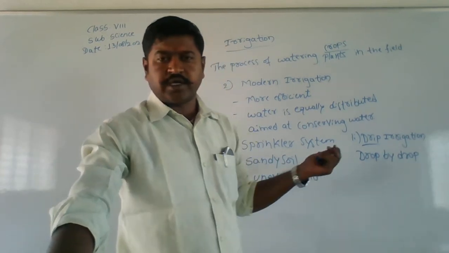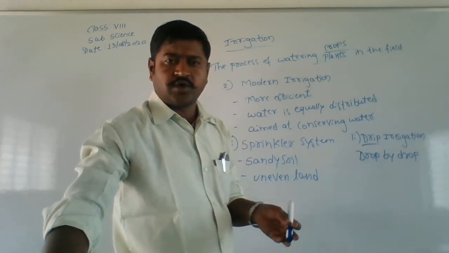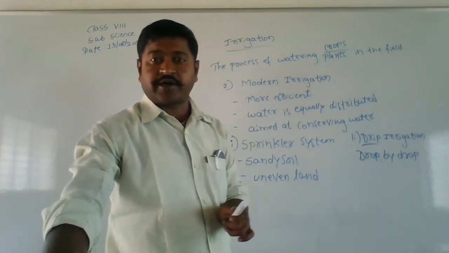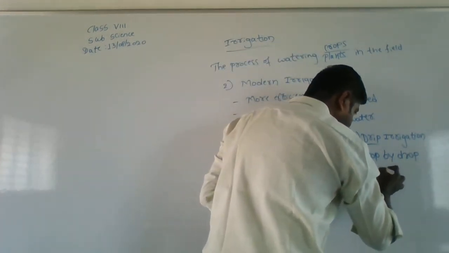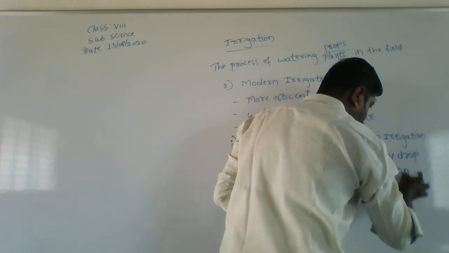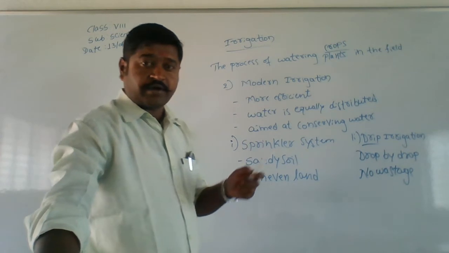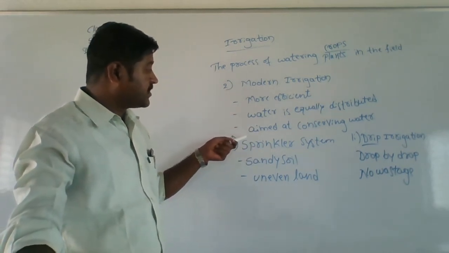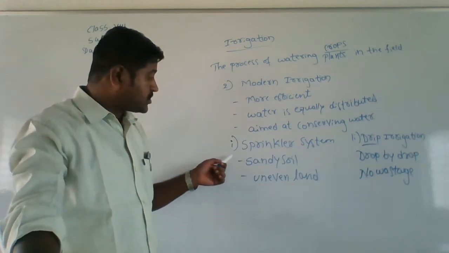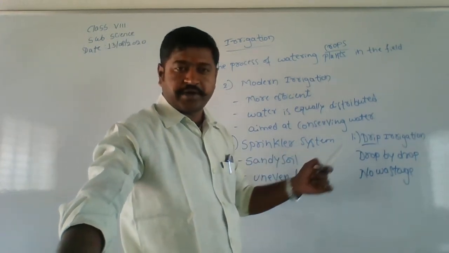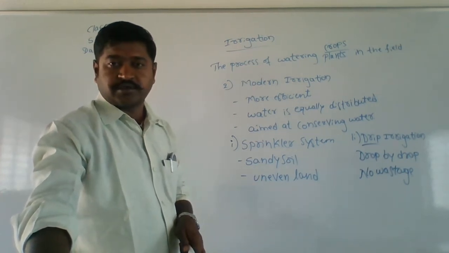Here, the main thing is that water is supplied only to the roots, drop by drop, so that there shall be no wastage of water, because modern irrigation is aimed at conserving water. So in both methods, the sprinkler system as well as drip irrigation, water is not at all wasted.